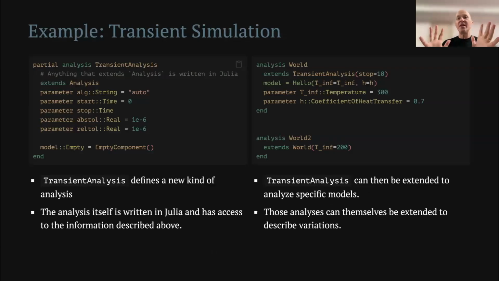So here's an example. Let's say that our tools didn't include any kind of transient analysis. Now they do, but let's say they didn't. You could then define a new analysis type. You can say, okay, whenever we extend from this built-in type analysis, we're defining a new analysis type. I'm creating something called transient analysis. It has some parameters. It wants to know what algorithm I want to use to perform the numerical integration. It wants to know the start time, the stop time, the absolute tolerances, and the relative tolerances. And it wants to know what model I'm trying to simulate.